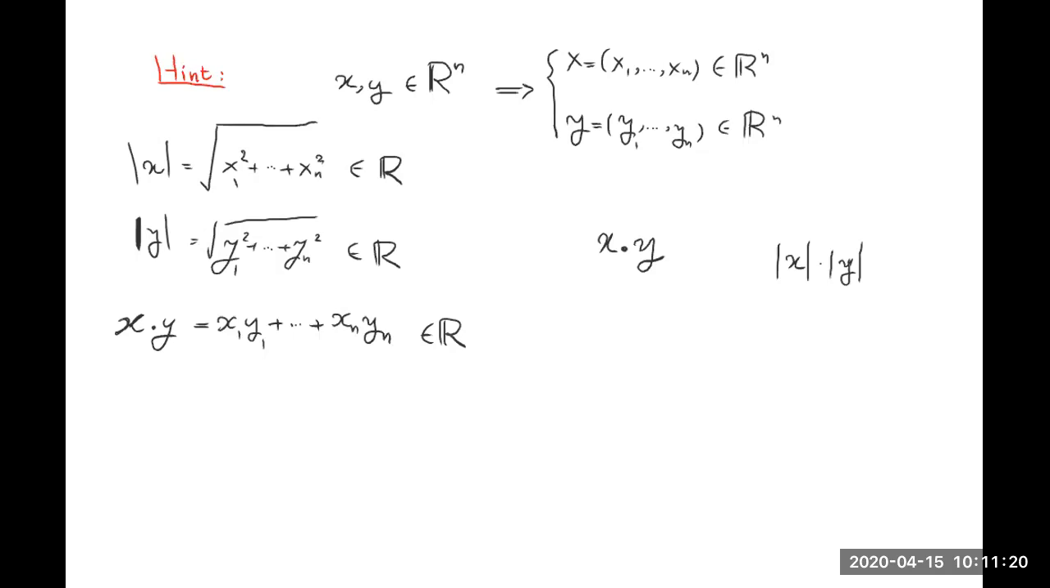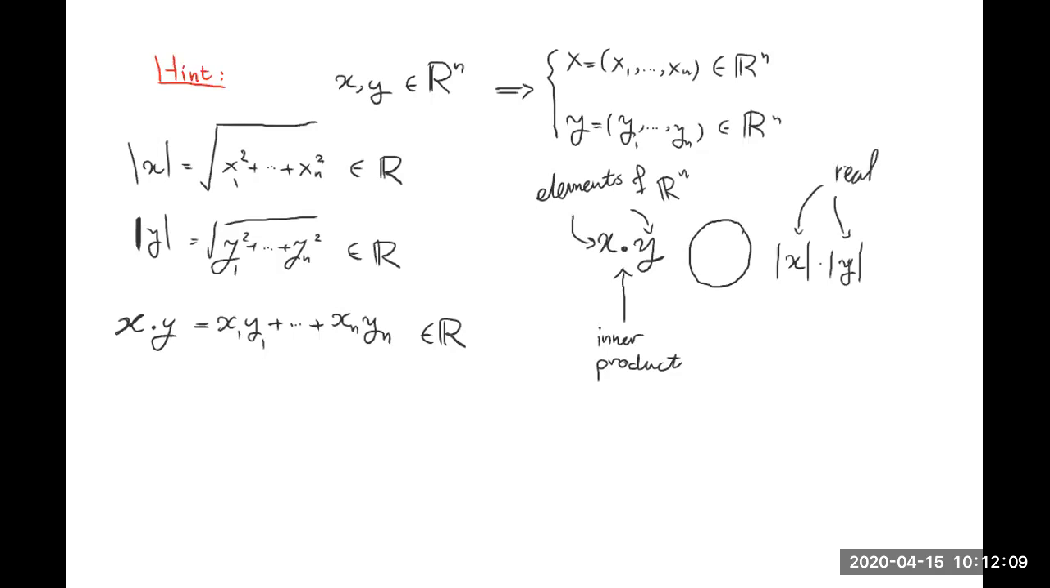Okay, can you guess what should be here? Are they equal? Is one of them less than or equal to the other? I think the one with the inner product x dot y is less than or equal to the norm of x times the norm of y. Okay, yes, you're right. Just be careful that here x and y are elements of Rn, and this product is the inner product of the vectors. These two things are the norms, and therefore they're just real numbers.